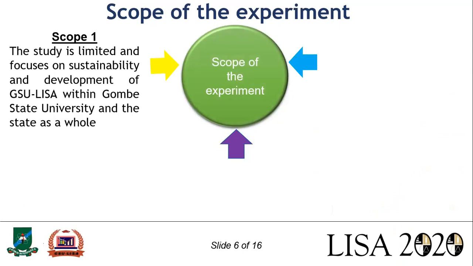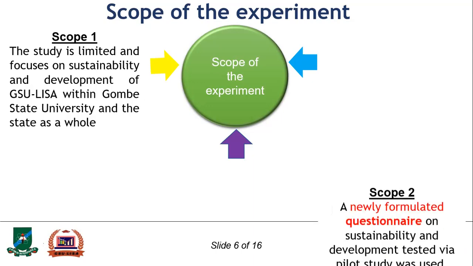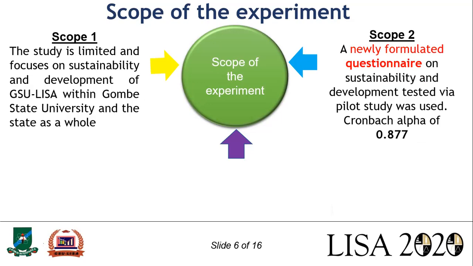The first scope is that the study is limited to just within Gombe State University. We only focus on Gombe State University for now because we are just starting. The second scope is that the questionnaire we used was newly formulated and we tested it via a pilot study. After the pilot study, we tested not just the reliability but also the validity, and we have a Cronbach's alpha of 0.877.